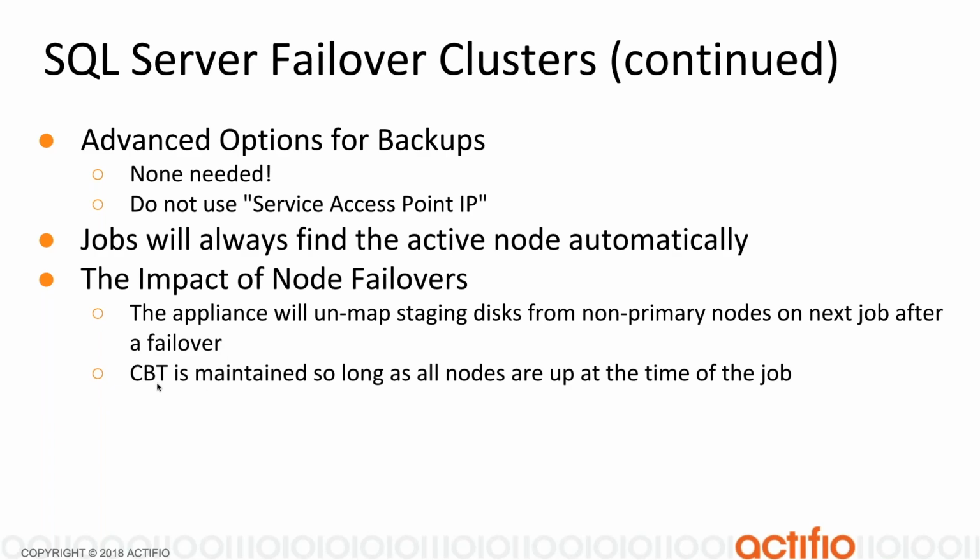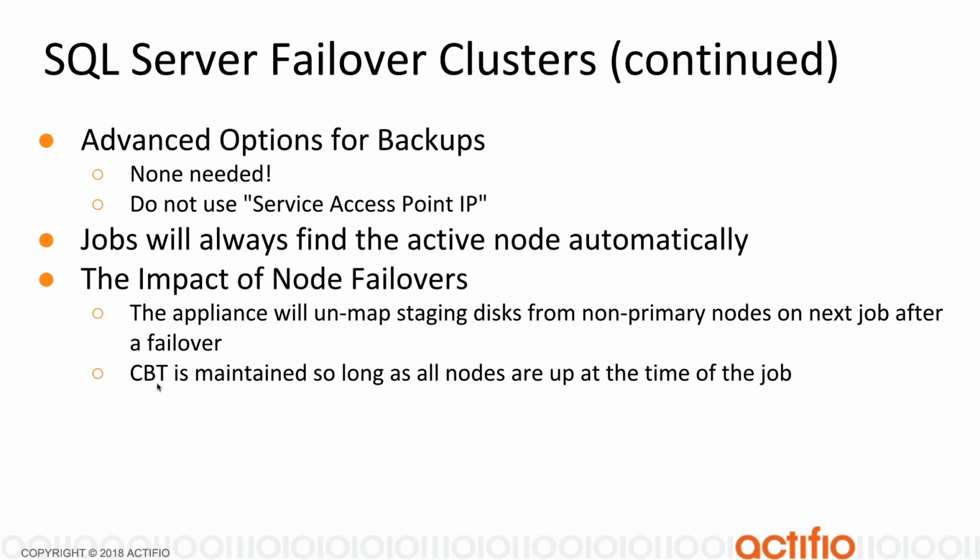Change block tracking, as you know, is done with a bitmap, and the bitmap is really in memory, keeping track of all the changes that take place. So it makes sense that if a node failover occurs and a SQL Server instance moves from node A to node B, and then after that you try to run a backup job on node B, how does it know about the changes from node A?